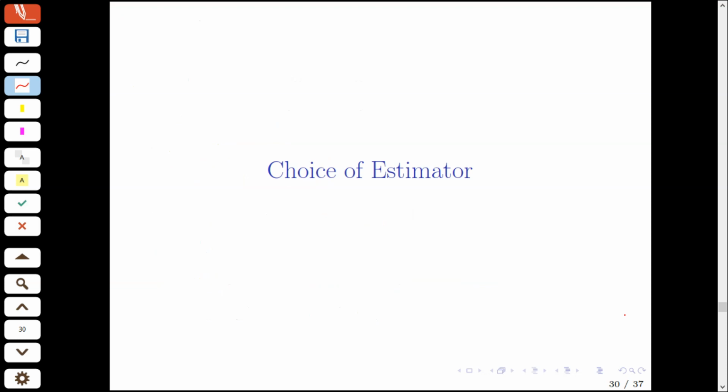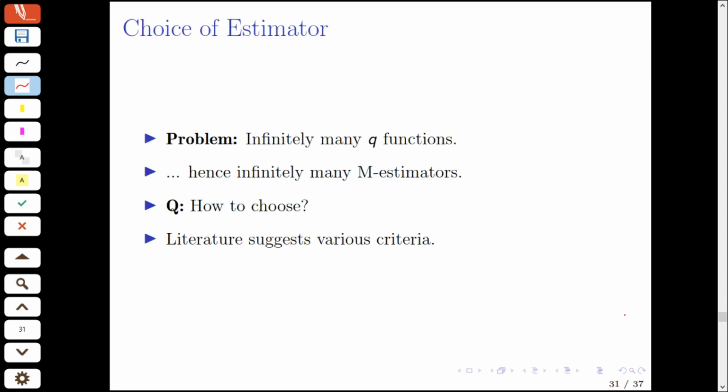Now, we've spent some time here in the last 3 lectures talking about methods for obtaining a consistent estimator or establishing that an estimator is consistent, as well as square root n asymptotically normal, and also how one may consistently estimate the resulting asymptotic variance matrix. We next provide some criteria for choosing among different estimators. Now, the problem here is that in principle, there are infinitely many Q functions that one could think about using, thus leading to possibly infinitely many M-estimators. So how does one choose the Q function and therefore the resulting estimator? Now, the econometrics literature has suggested a number of criteria, and here we'll go through some of them.